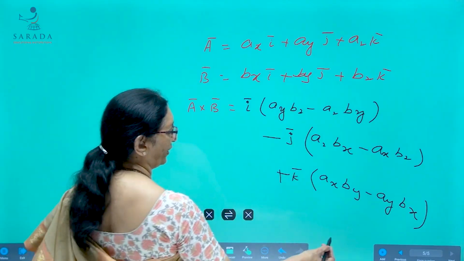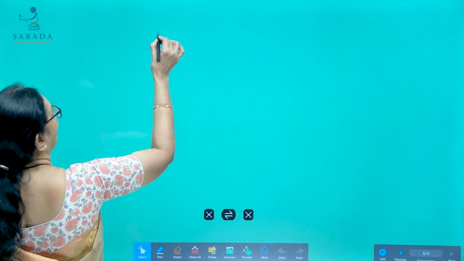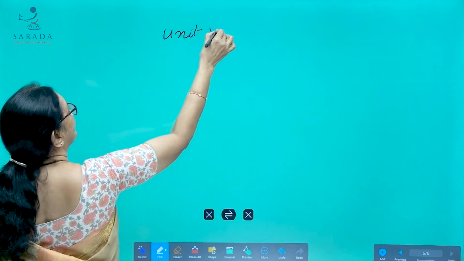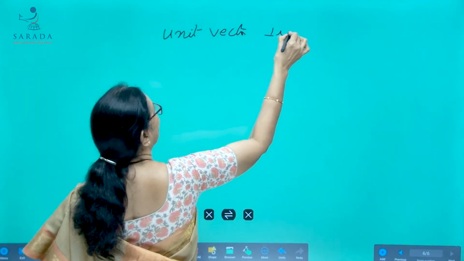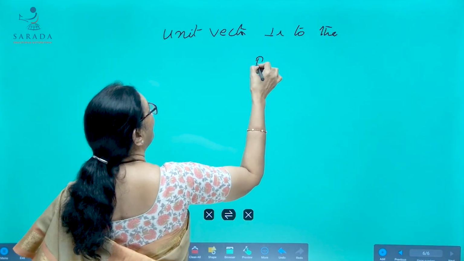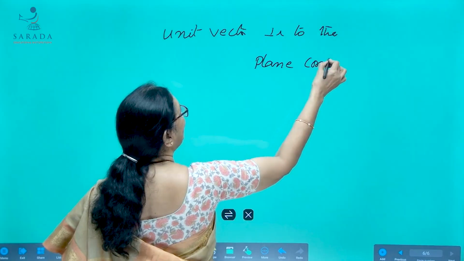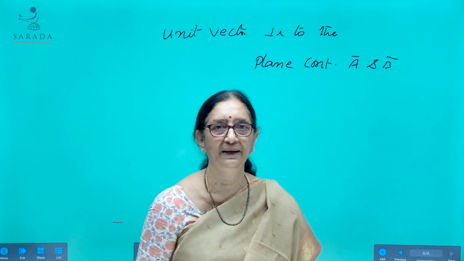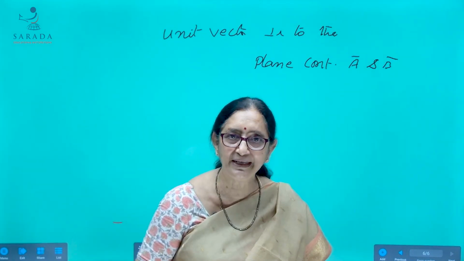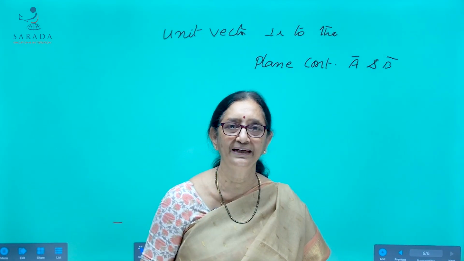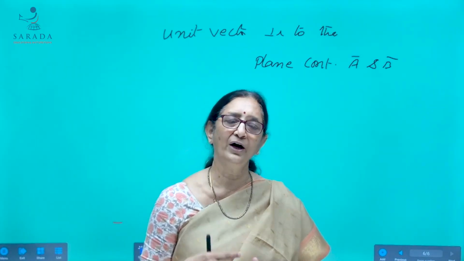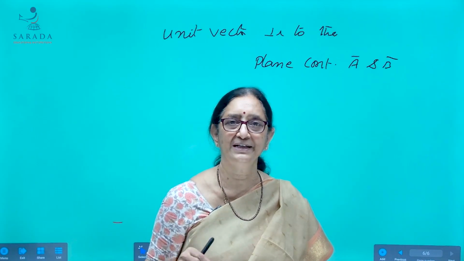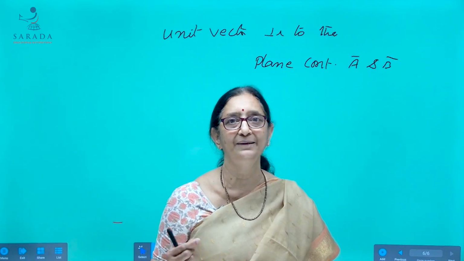And the last point we talk about is the unit vector perpendicular to the plane containing a bar and b bar. Just think about it deeply. We are asked to find the unit vector perpendicular to the plane containing a bar and b bar, or it can also be asked in another way: find the unit vector which is perpendicular to both a bar and b bar.